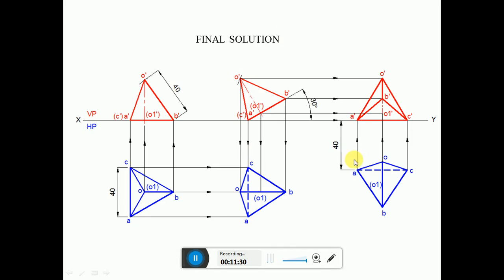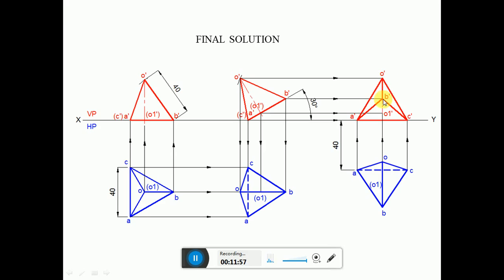So draw a vertical projector from A and C, and draw a horizontal projector from A dash C dash to get these 2 points, A dash and C dash. Similarly, draw a vertical projector from O, O1 and B, and then draw a horizontal projector from O1 dash to intersect at this point O1 dash, and draw a horizontal projector from B dash to intersect at this point B dash, and draw a horizontal projector from O dash to intersect at this point O dash.